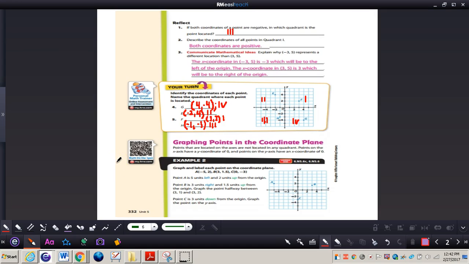So you can see for 5, the answer is 0.32. It's in quadrant 1 for F. For H, point (-1, -3), and you can see it's in quadrant 3.